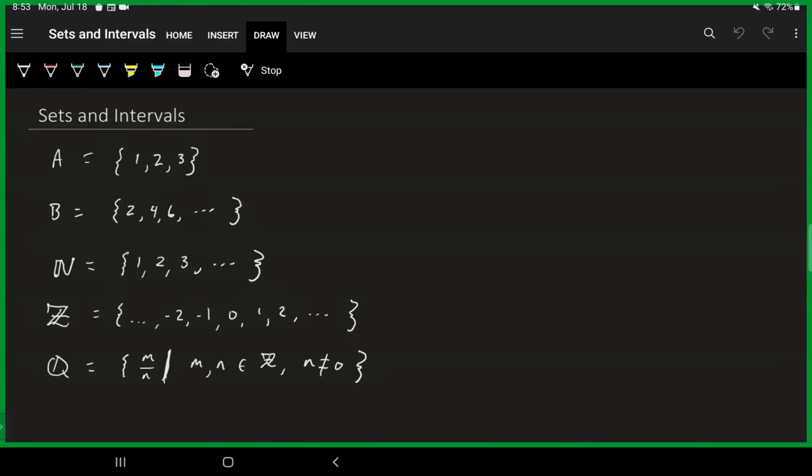So we're going to talk about sets and intervals today. And I have a bunch of sets written here. And as you can see, there are different ways of representing them. We're going to talk about these. And so in our first example, we have A is equal to, in braces, 1, 2, and 3. So the set A is defined to be the set containing the numbers 1, 2, and 3.